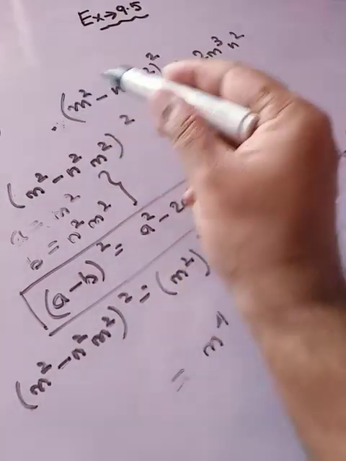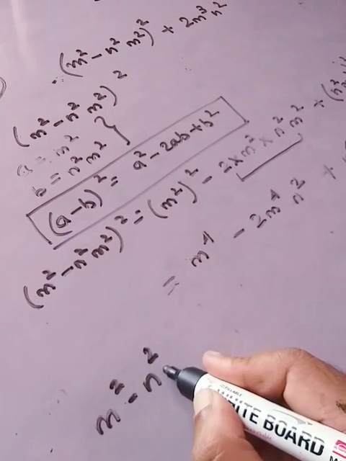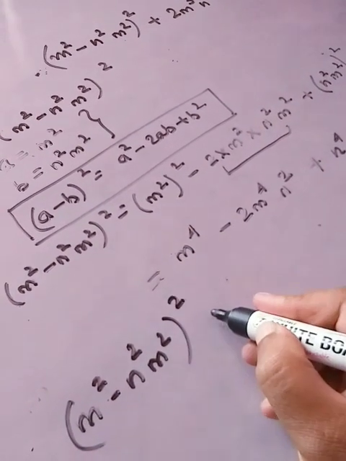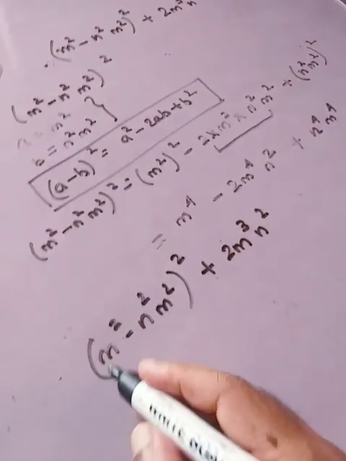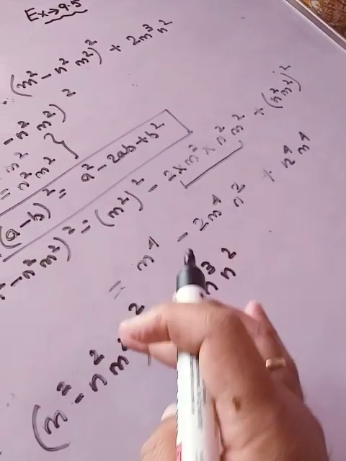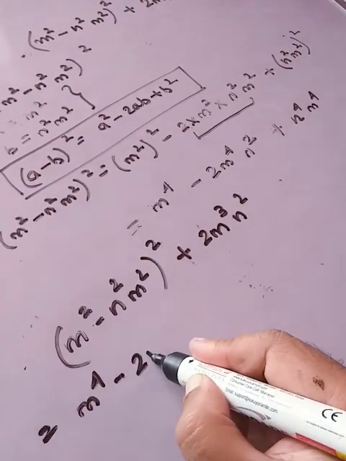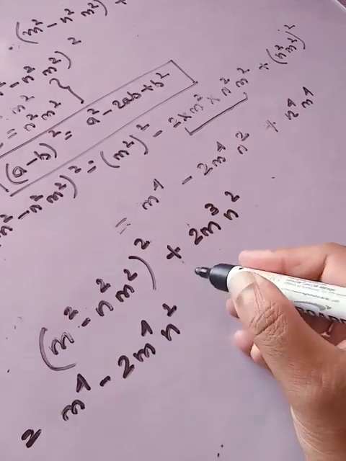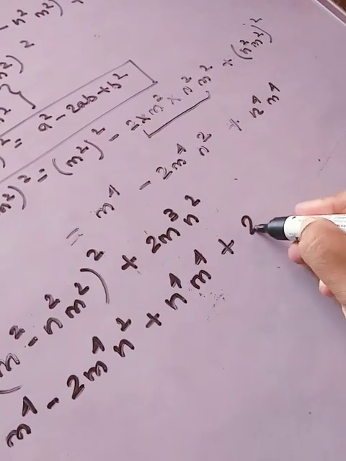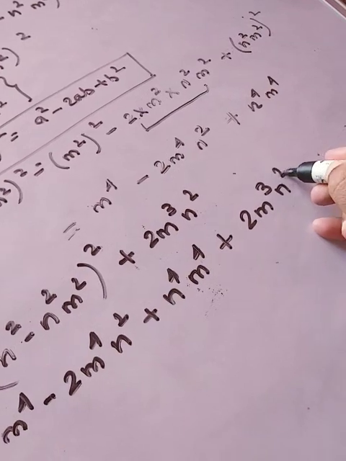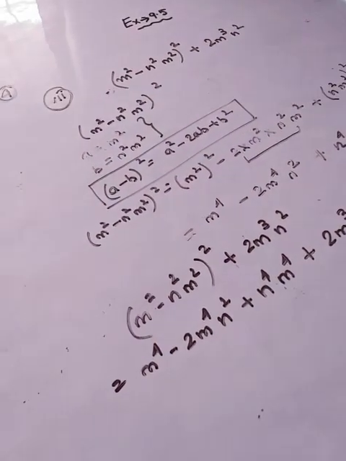Now we'll again write this expression. Okay, so write it down. M square minus n square m square whole square plus 2 m to the power 3 n square. Okay, so in place of this what we'll write? This is the answer. So in place of this we'll write this part. So m to the power 4 minus 2 m to the power 4 n square plus n to the power 4 m to the power 4 plus 2 m cube n square. Now you see any like term is there? No. So this is the only answer.